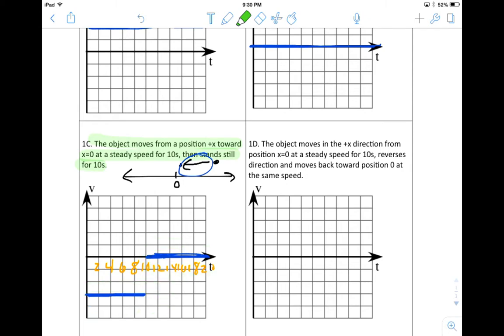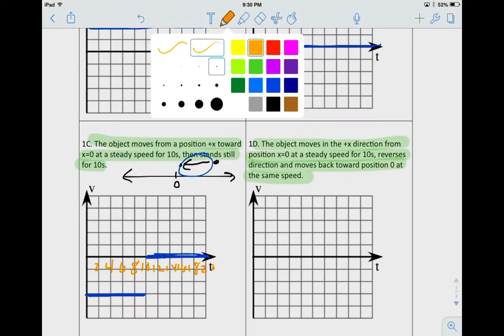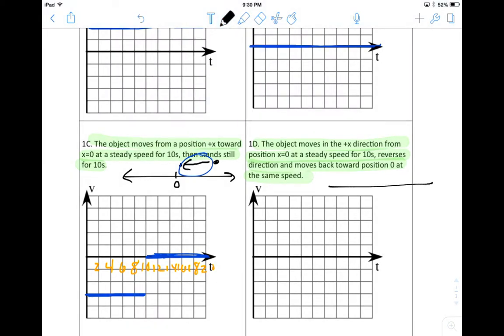Okay, 1D, the object moves in the positive x direction from x equals 0 at a steady speed for 10 seconds, reverses direction, and moves back towards position 0 at the same speed. Okay, so let's think about our number line again. If I've got my number line, that means that it's going to start off here at 0. It's going to spend 10 seconds going that way, and then it's going to spend 10 seconds going back that way. So I've got a positive velocity followed by a negative velocity.